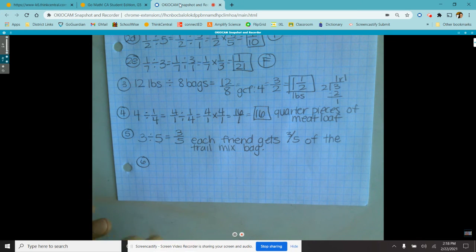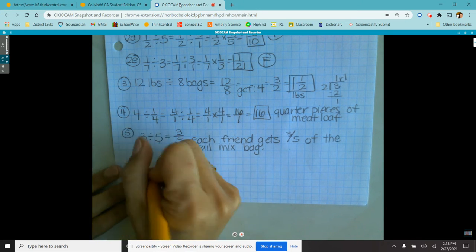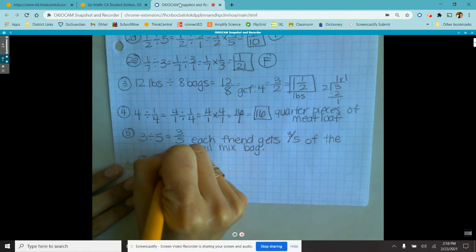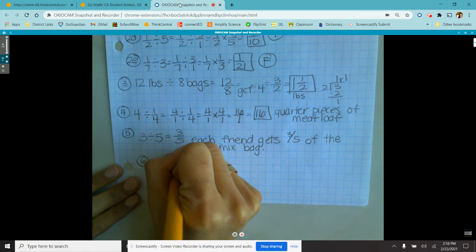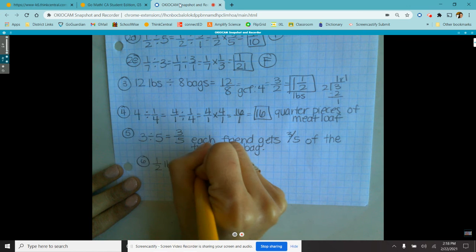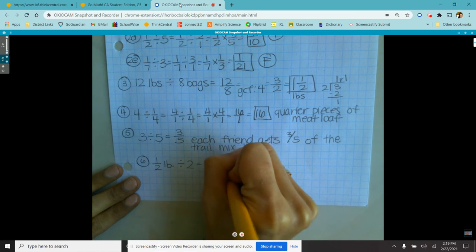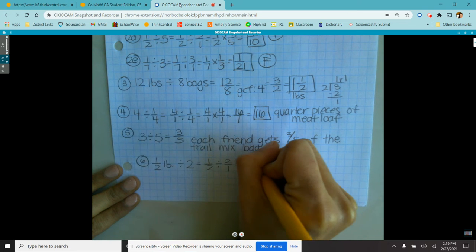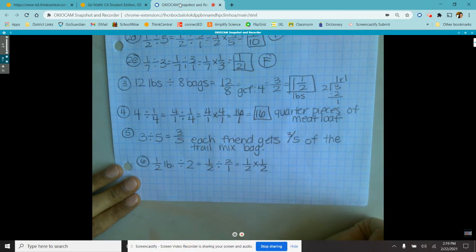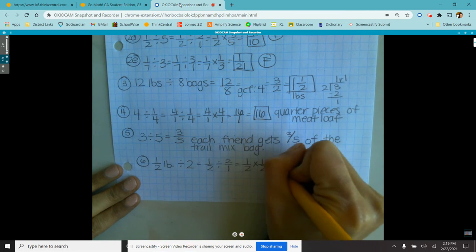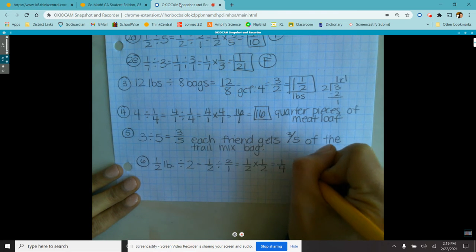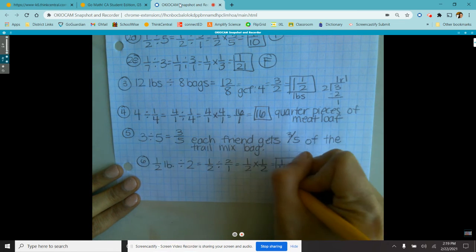Landon and Colin bought half. So what do we have? We have half a pound of strawberries, and we want to split it amongst 2 people. So we have half a pound divided by 2 over 1. We multiply by the reciprocal of the divisor, and we get a 1/4 pound. So they each get a 1/4 pound of the strawberries.